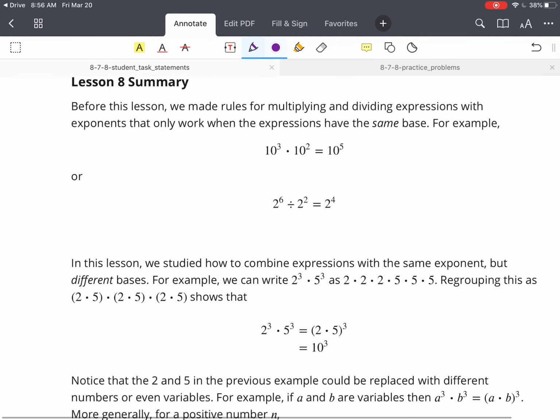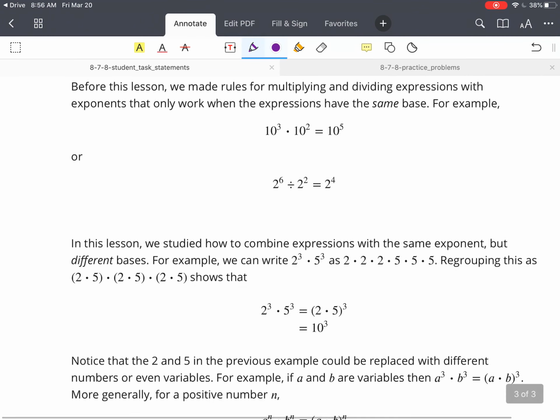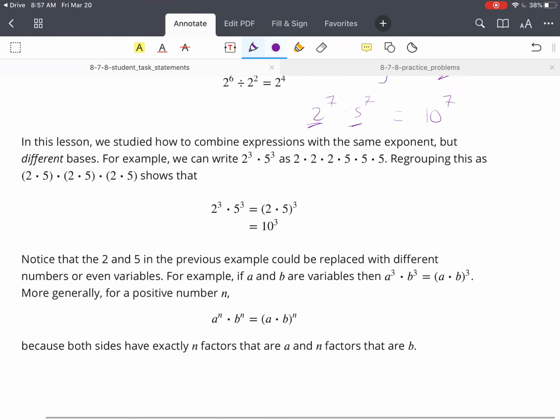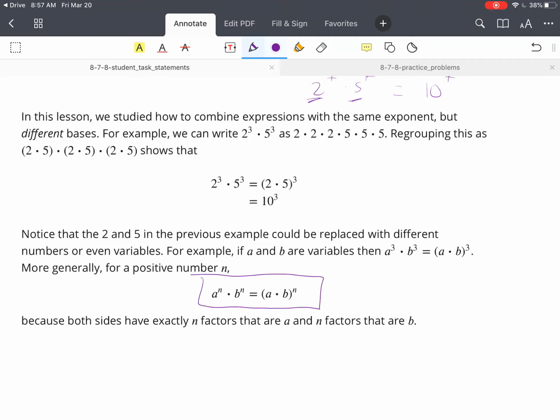So, before we look at the homework, the lesson summary, what you should have gotten out of today is that if you have 2 times 5 and you're raising it to the 3rd power, you can technically distribute the exponent and write this as 2 to the 3rd times 5 to the 3rd. You can do that, right? Because it's all multiplication. Similarly, you can go backwards. If you have 2 to the 7th times 5 to the 7th, you can multiply the 2 and the 5 to get 10, and then just write it with a single exponent of 7. This is what they're talking about.